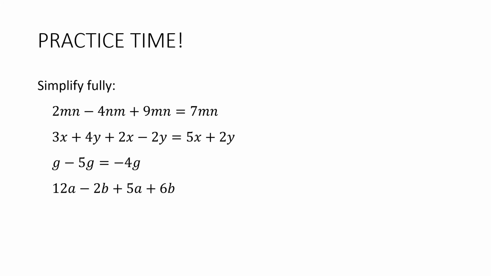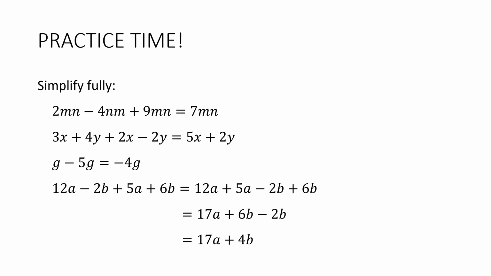Last one. Let's turn this around. 12a plus 5a take 2b plus 6b. Now I can see that this one's going to be 17a. I'm going to show you a quick trick for this one. I can flip these around and I avoid the negative altogether. Have a look. 17a plus, what's this? 4b. And that's our answer.